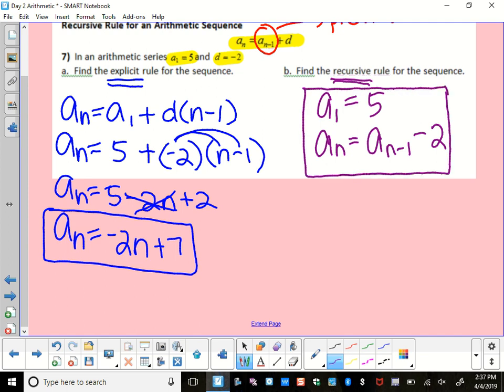That's all you have to do. There's not really much math involved for writing a recursive rule. You have to write this previous term minus 2. You're not plugging anything in for that a sub n minus 1. That's easy. Okay?